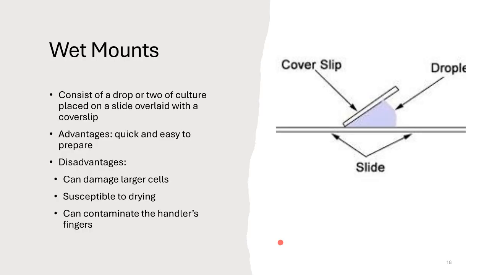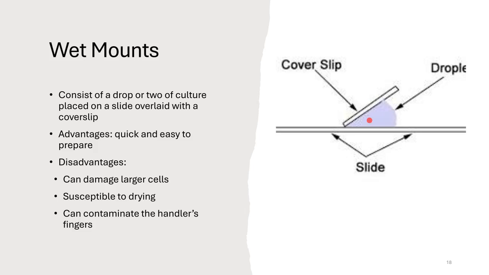A wet mount is nothing more than a microscope slide where you put a droplet of your sample on there, and you overlay it with a cover slip. So it's quick, it's easy. It can also damage your larger cells. It dries out really easily, and you can have contamination, because as soon as you drop that cover slip, it all runs off onto your hands as an observer.